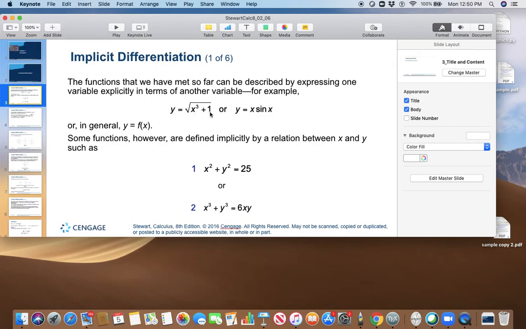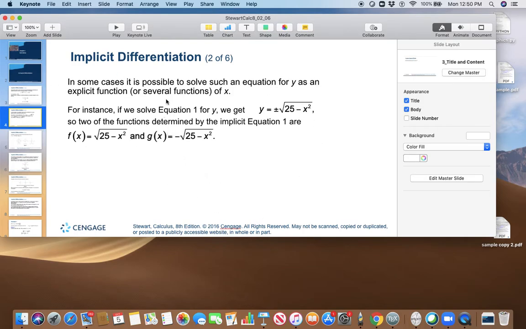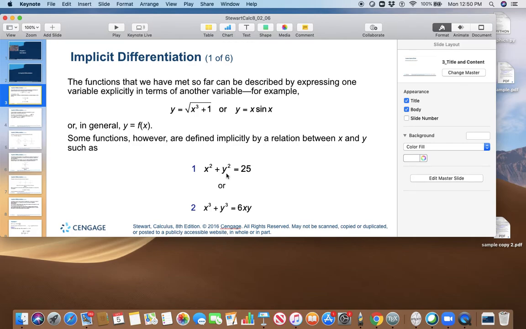So here is an explicit description. Here are implicit definitions. x squared plus y squared is 25. That is, you have not solved for y explicitly. x cubed plus y cubed equals 6xy. You have not solved for y explicitly, but there is a relationship between x and y. So in some cases, it's possible to solve such an equation. Look at this.